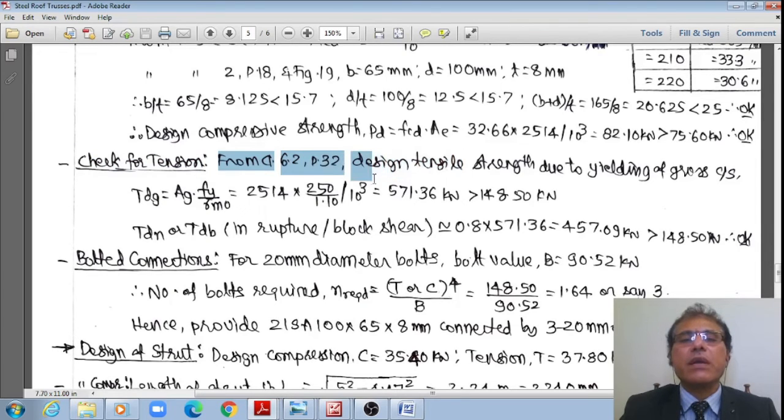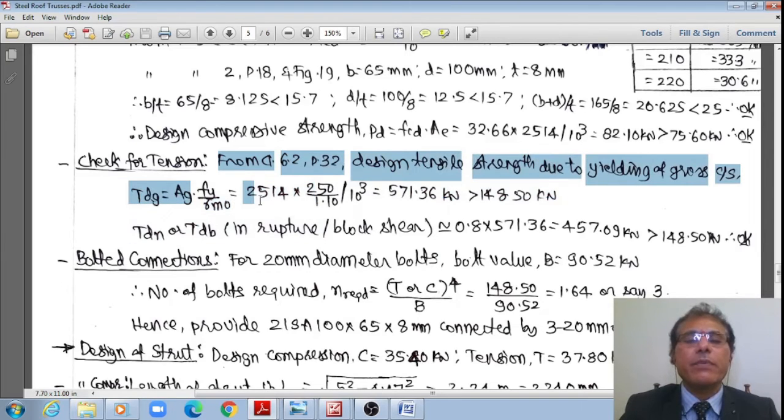Just now we have seen from class 6.2, page number 32, the design tensile strength due to yielding of the cross section TDG is equal to AG FY divided by gamma m naught. That is 2514 mm square multiplied by 250 divided by 1.1 divided by 10 to the power 3. It gives 571.36 kilonewton, which is much greater than 148.5 kilonewton. Student, please make it out.